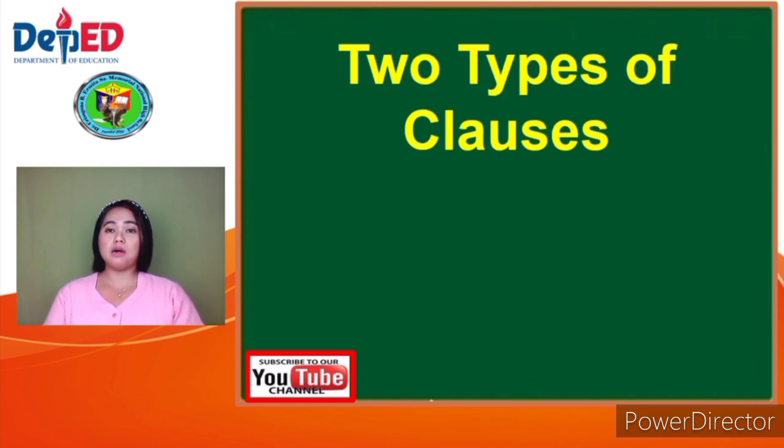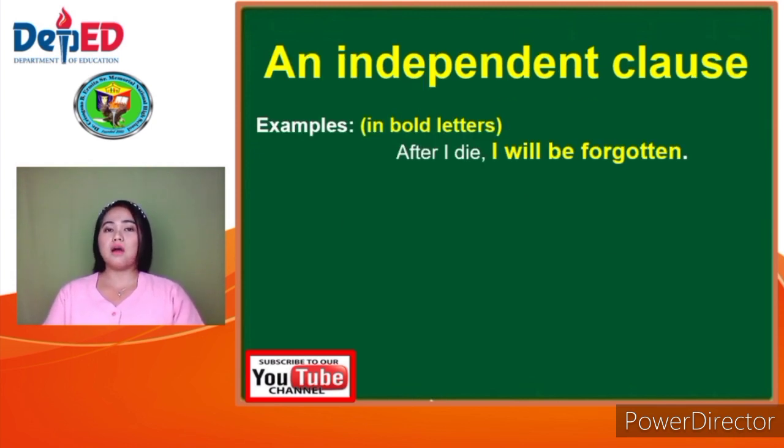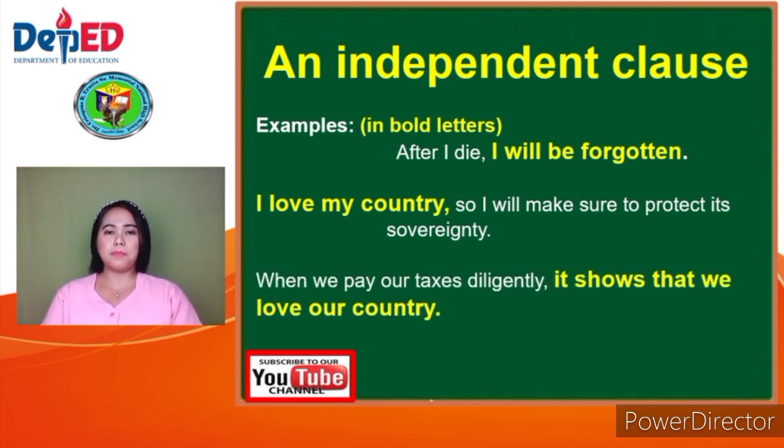Two types of clauses. We have independent clause and dependent clause. An independent clause. We have here examples in bold letters. After I die, I will be forgotten. I love my country, so I will make sure to protect its sovereignty. When we pay our taxes diligently, it shows that we love our country.